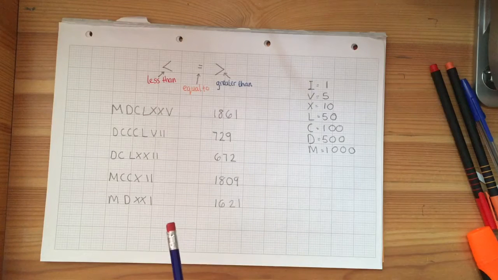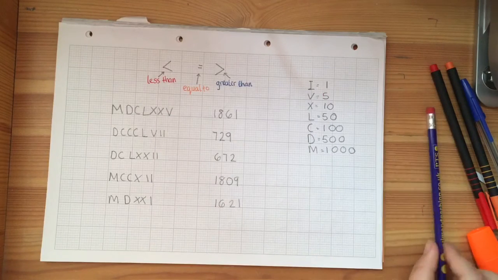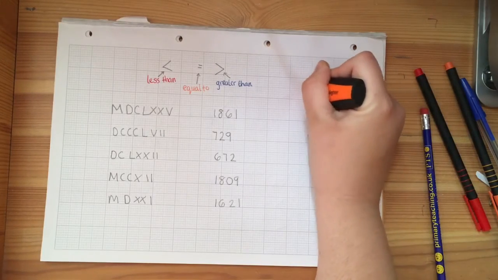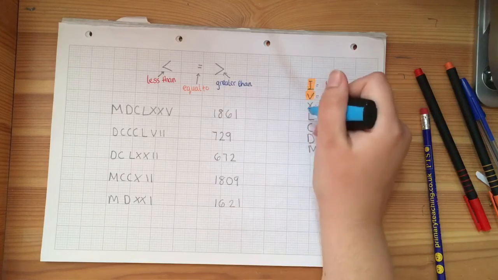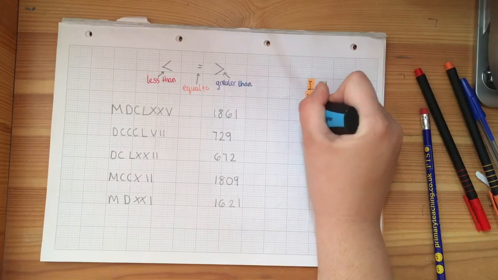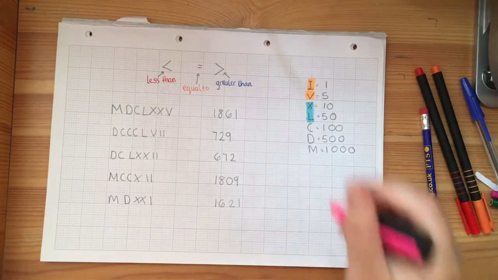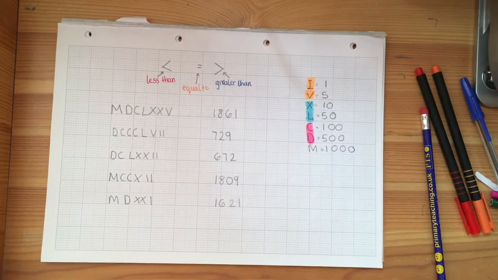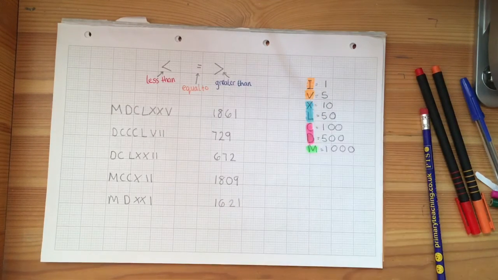Write them down if it helps you, but remember when you're looking at your units you're looking for the V's and the I's. Let's highlight them in one colour. When you're looking for your tens, you're looking for the X's and the L's. When you're looking for your hundreds, you're looking for the C's and the D's. And then when you're looking for your thousands, you're just looking for your M's. Okay? So pause the video now and see if you can have a go.